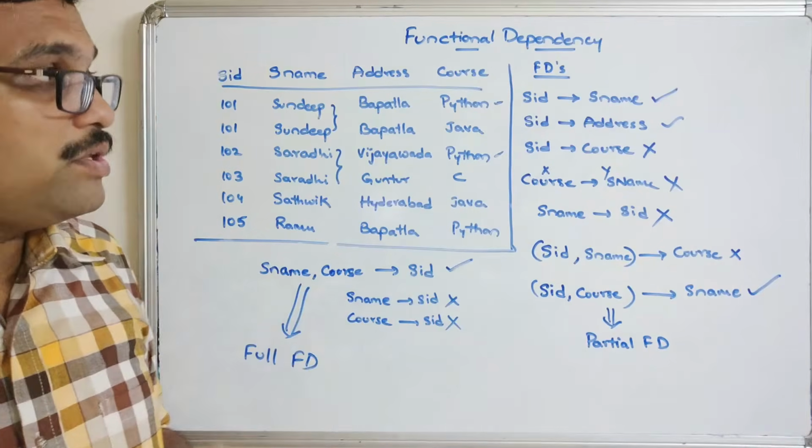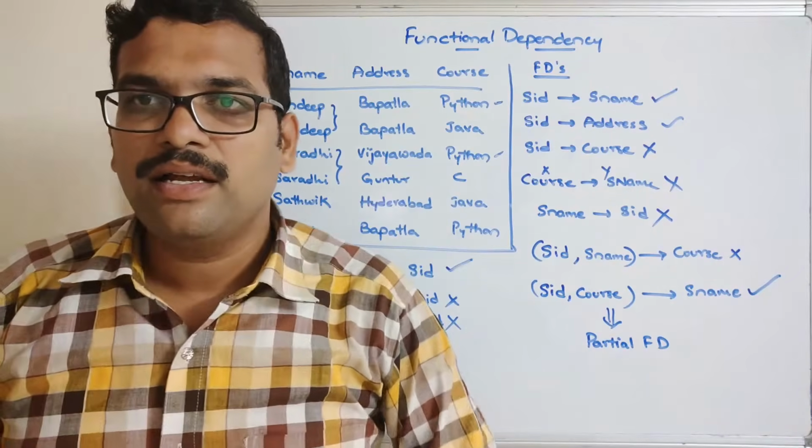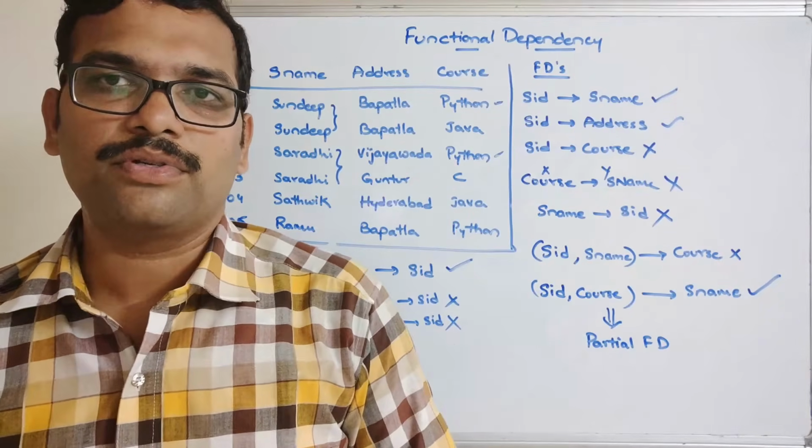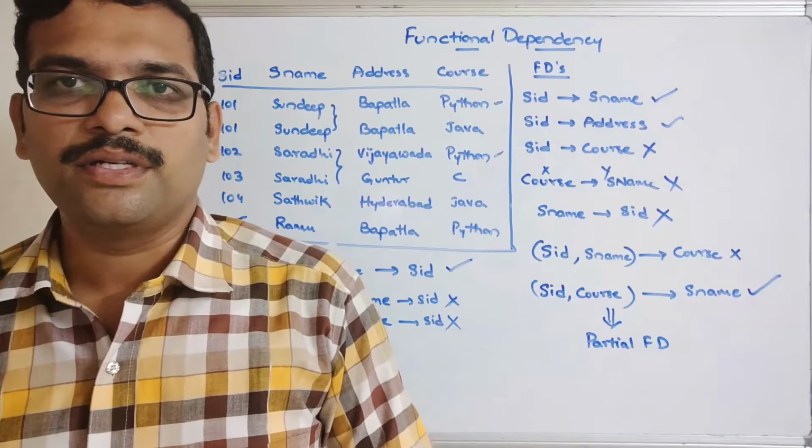If you know the concept of these functional dependencies, as I said earlier, it will be very easy for you to understand the normalization process. That means dividing the tables, right?